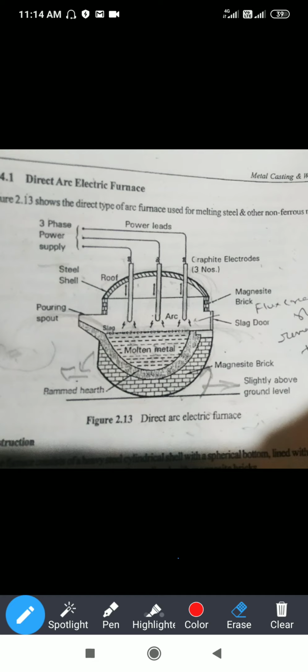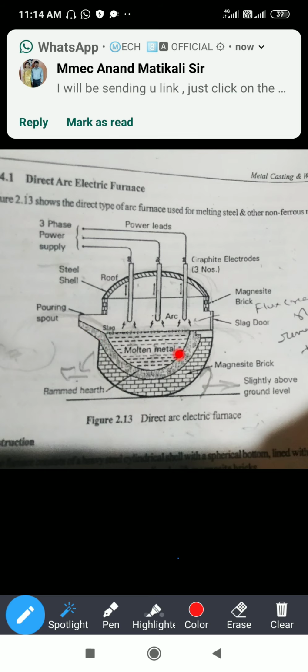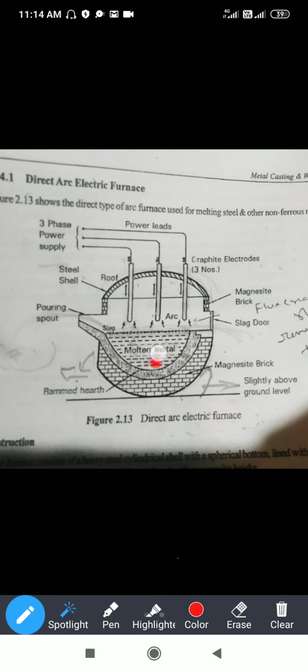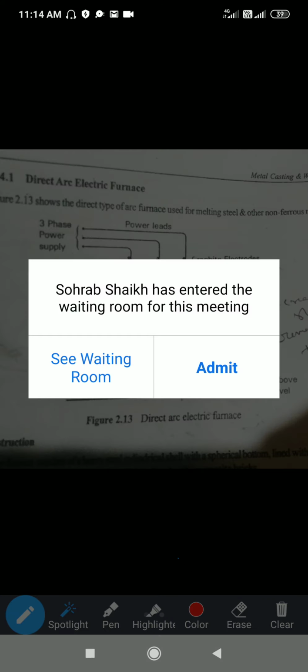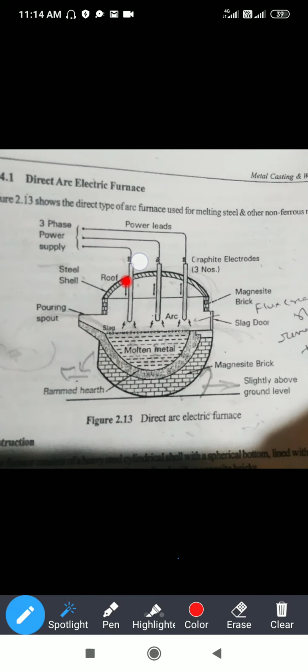Now you can see over here, here is a pouring spout, and this is the molten metal, and over here the rammed earth is there. This is a slag door, from where the slag has to be removed, and these are magnetic bricks. Over here a metallic roof is given, which is attracted to these magnetic bricks for the locking and unlocking of the roof.